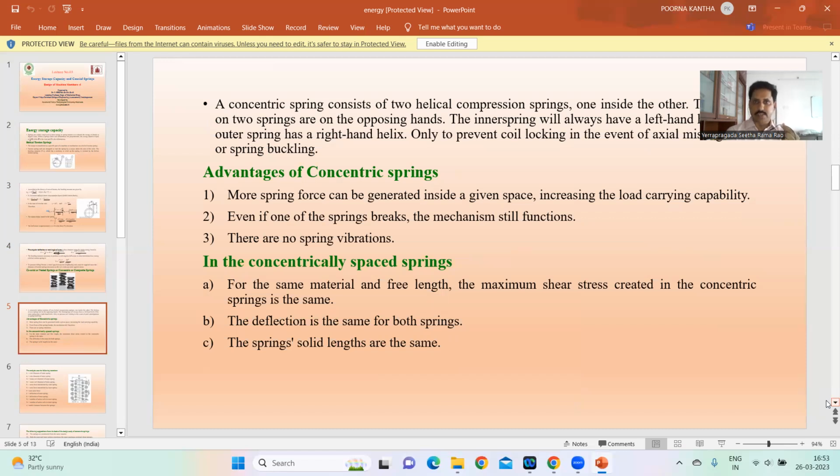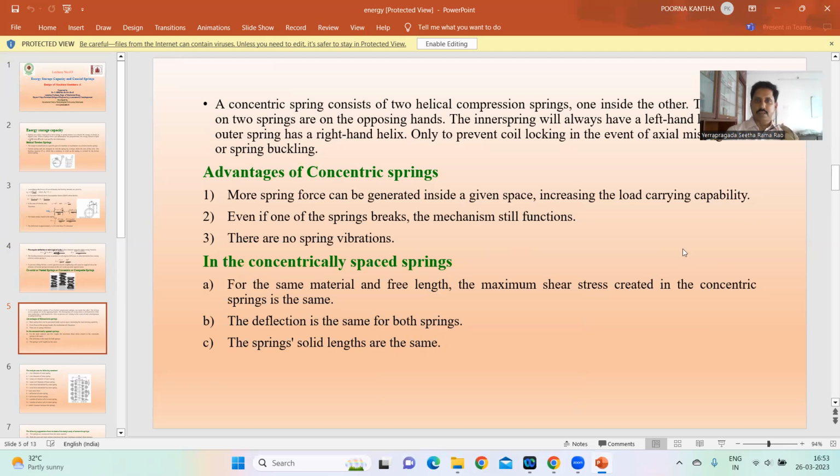What are the advantages of the concentric or coaxial springs? More spring force can be generated inside a given space, thus increasing the load carrying capacity. Even if one of the springs breaks, the mechanism still functions. That is, the mechanism does not stop because of the failure of one spring. And there are no vibrations. These are the advantages here.